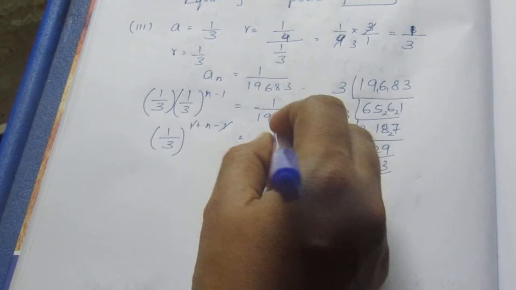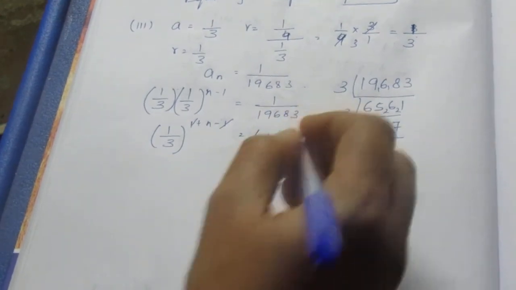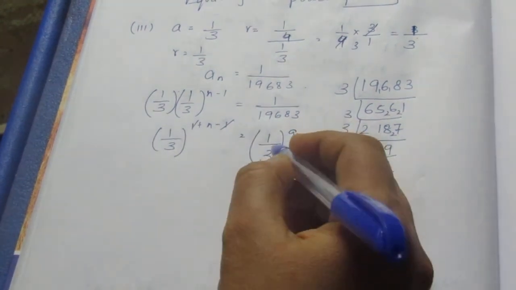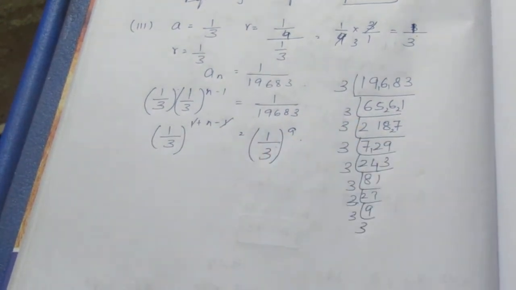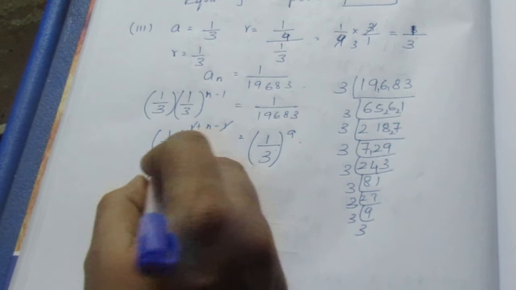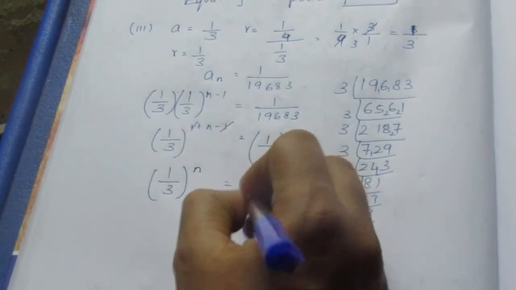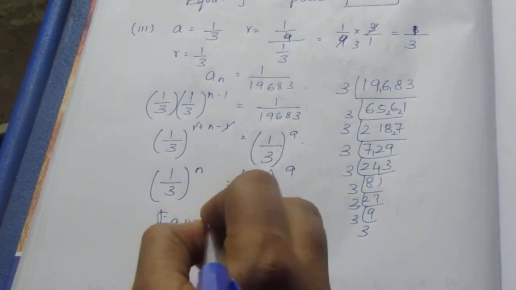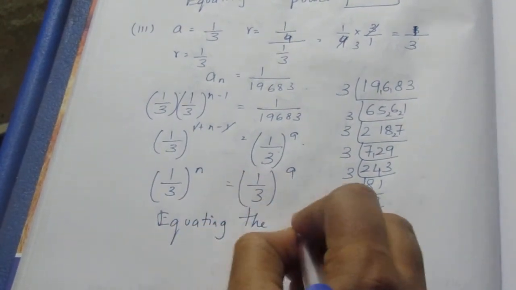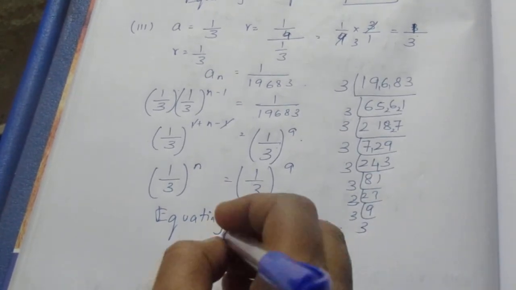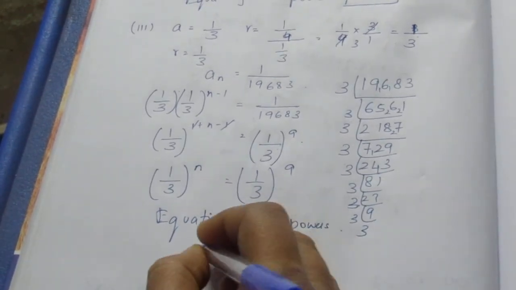1 by 3 power 9. Now here we can write this power on the whole, because 1 power any number will be the same. So instead of 1 I can also write 1 power 9. Here it becomes 1 by 3 power n is equal to 1 by 3 power 9. Equating the powers, because the base is same, we get n value to be 9 for this sum.